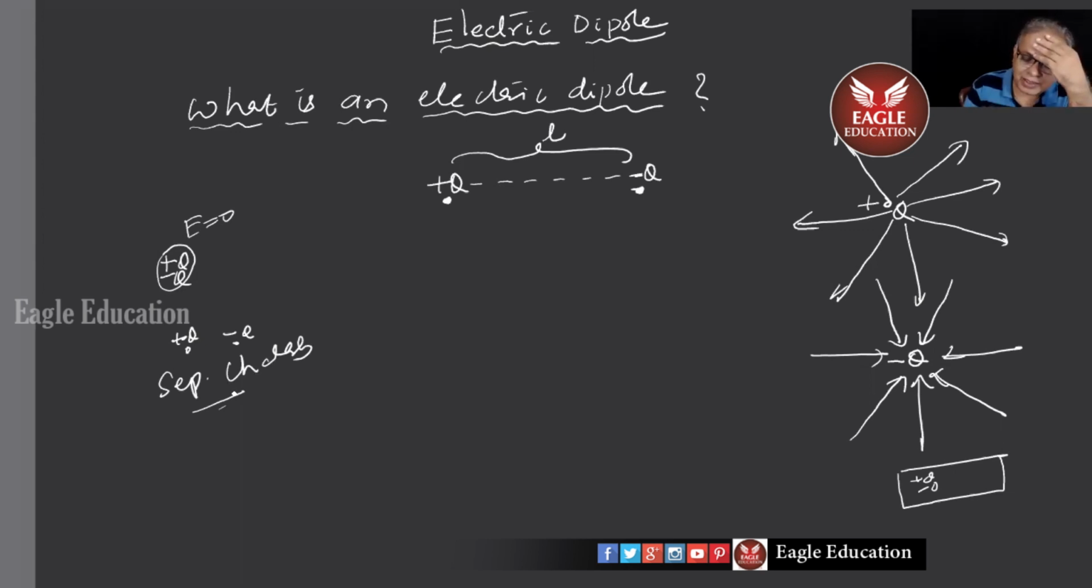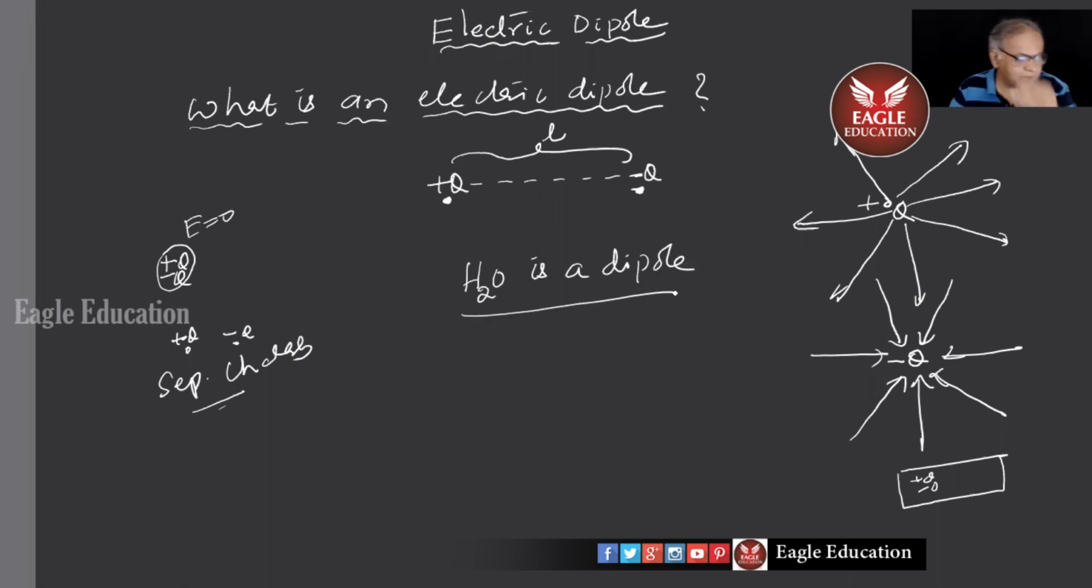But do we have a practical application for this? Or do we really have dipoles in nature? Do we have dipoles in nature, you tell me? We have. You chemistry people should be able to tell. H2O is a dipole. Tell me, is H2O a dipole, electric dipole or not? Yes, sir. Why? Why H2O is a dipole? Because hydrogen has partial positive and oxygen has partial negative.